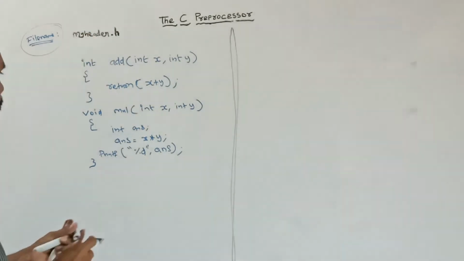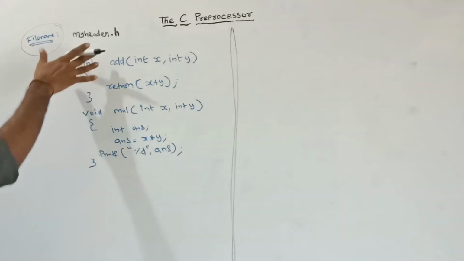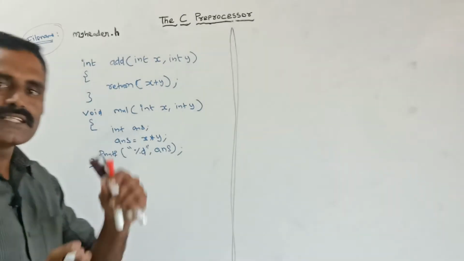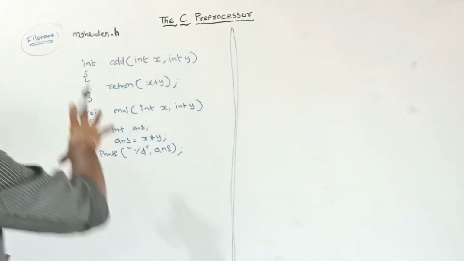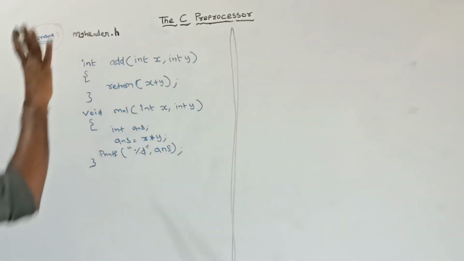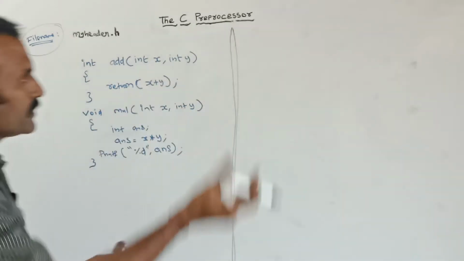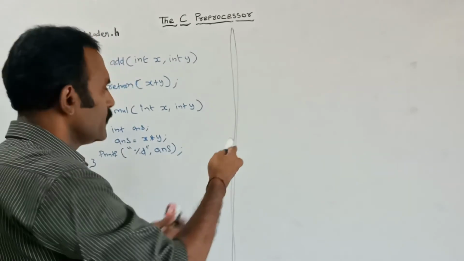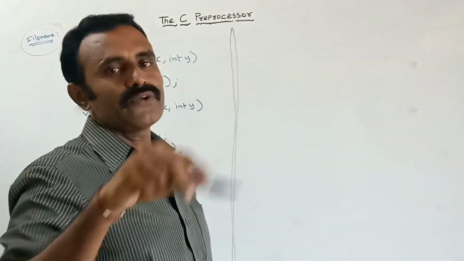Next, after finishing and saving this one, you need not compile it, because this is the header file. You just create the file and save it as myheader.h. Next, you create another new file. Go to File, New, and a new window will appear.